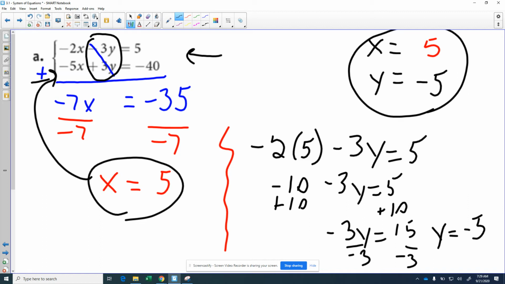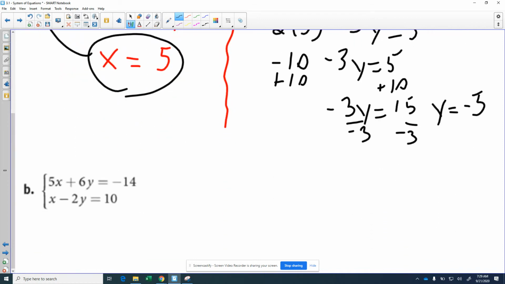Now, the key thing with this problem is that we need to understand that not every time we're going to get situations as perfect as this was. Okay? A lot of times we're going to have to adjust the problem to actually make it work for ourselves. So let's go ahead and talk about one where we actually have to adjust it.